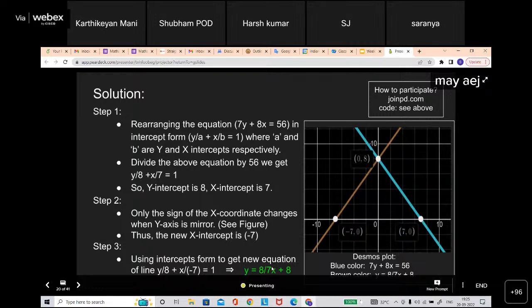Okay, what my assumption was when I answered, these two lines are going to be perpendicular, because for this line the slope is minus 8 by 7, I think, and for this line it is 8 by 7. No, these two lines are not going to be perpendicular. Okay.